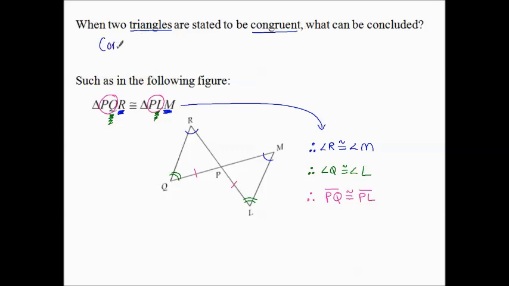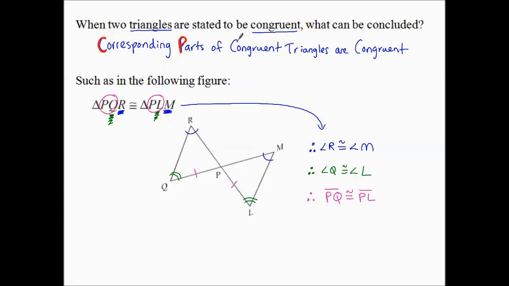We can say that the corresponding parts of the congruent triangles are congruent. Remember, corresponding means matching parts. So these corresponding parts, the matching parts, the parts in the same positions of the congruent triangles, that's what we're given to start with, triangle something congruent to triangle something else, are congruent.